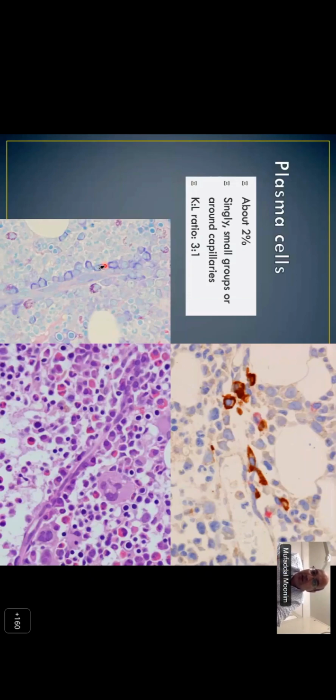So kappa and lambda, and that's a picture of kappa lambda ISH using double color ISH. So the brown color plasma cells are your kappa stained plasma cells, they're predominant, and the red colored ones are lambda stained plasma cells. So the kappa lambda ratio is usually 3:1 in the bone marrow.